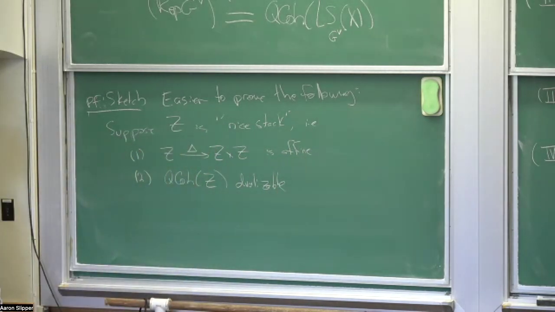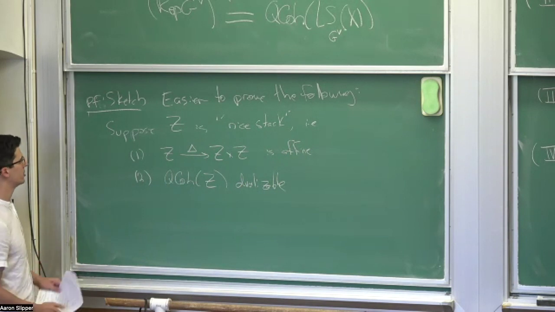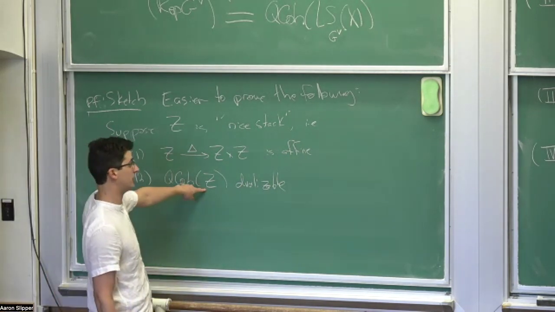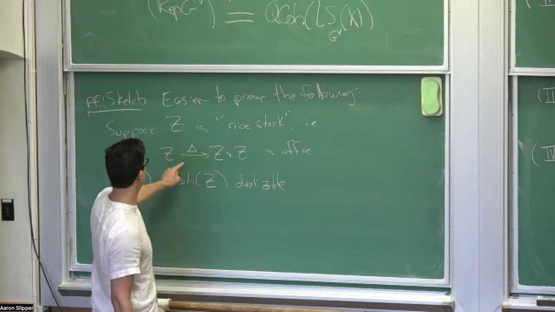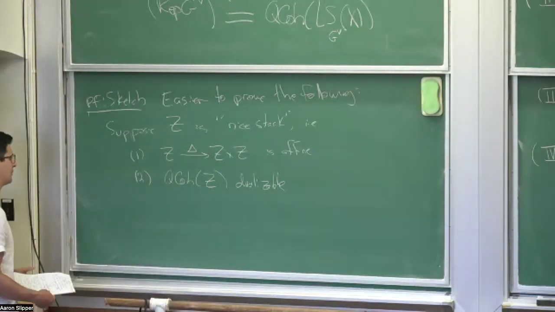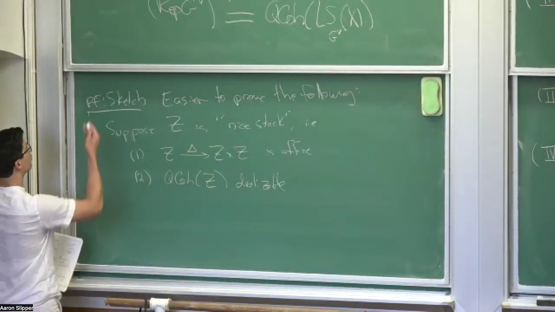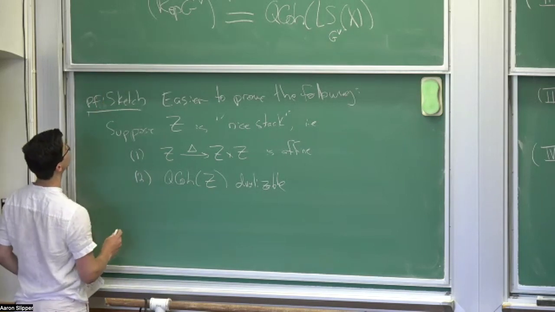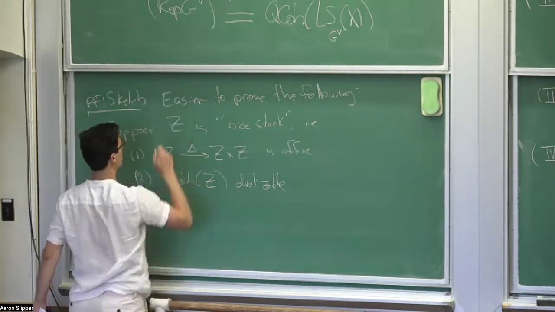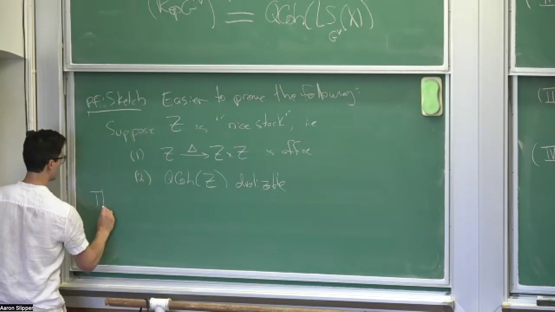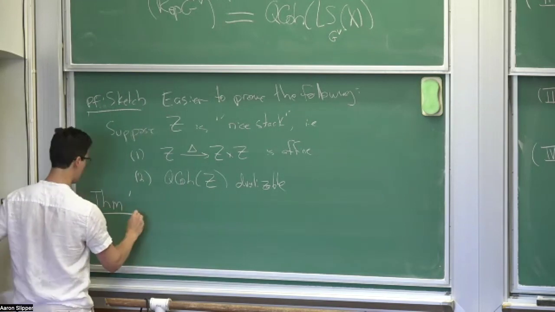Okay, so of course, what we have in mind is Z is point mod G. So the quasi-core of point mod G is rep G. And the diagonal in this setting is also affine. And then I'll formulate a more general thing where I replace rep G by quasi-core of Z. So then I will call it theorem prime.